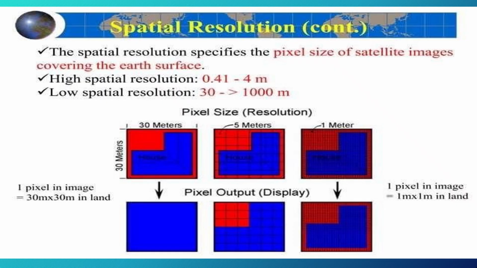The diagrams show that when pixel size is 30 meters, one pixel represents a 30 meter by 30 meter area, making small features unclear. As the pixel size decreases to 5 meters or 1 meter, the image becomes sharper because each pixel represents a smaller ground area, allowing finer details to be identified.